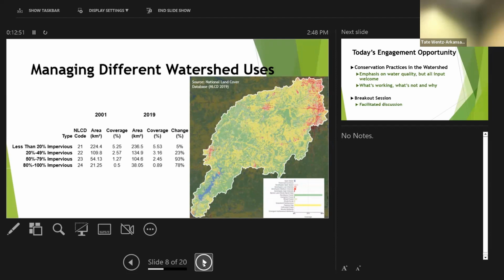Particularly, the areas of higher imperviousness have really increased. That increases the amount of runoff, and when you're putting more flow into streams, that causes more stream bank erosion. You can also have other effects. Depending on what type of urban area it is, you can have some nutrient runoff as well. Next.